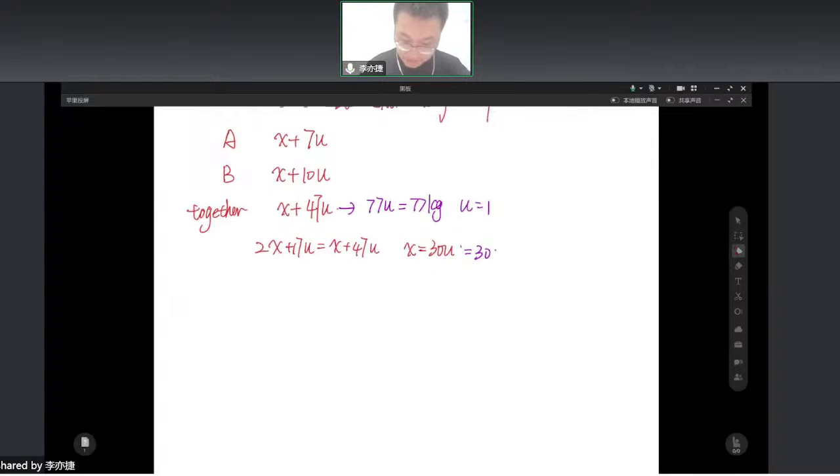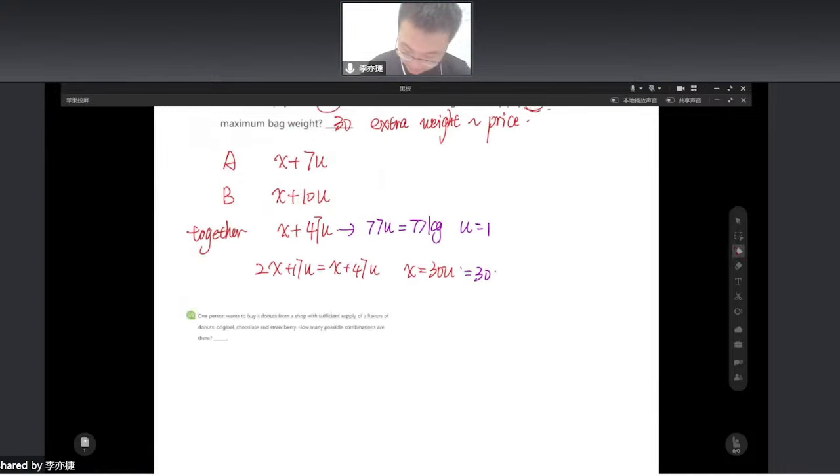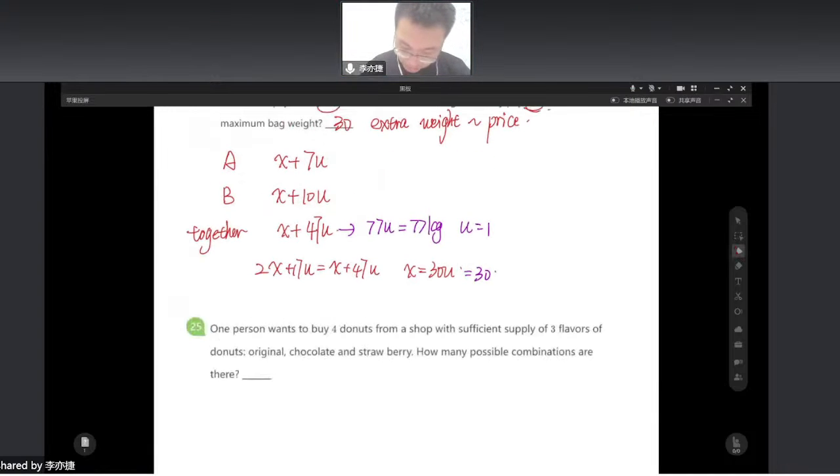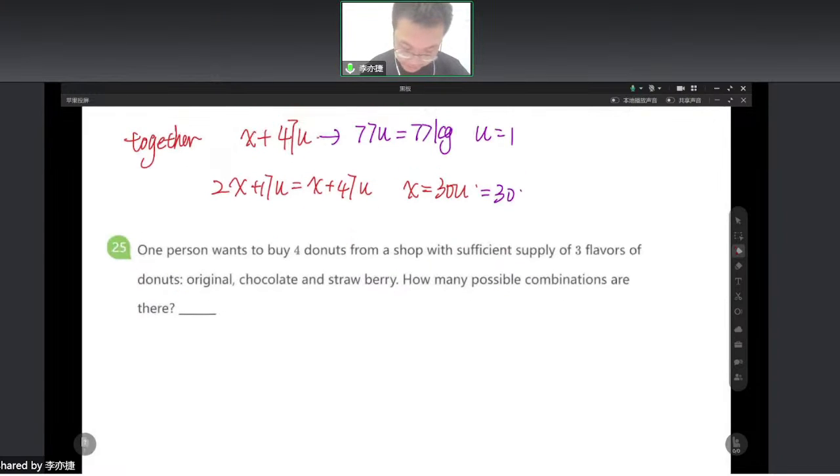Okay, question 24. What about 25? Where's 25? 25 is here. One person wants to buy 4 donuts from the shop, with 3 flavors. How many possible combinations? Another plate insertion, but in this case, it's an easy question of its kind.